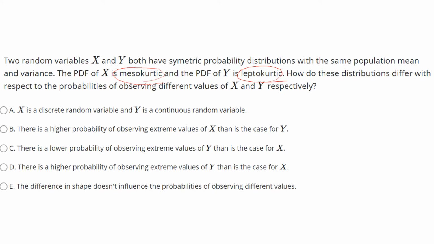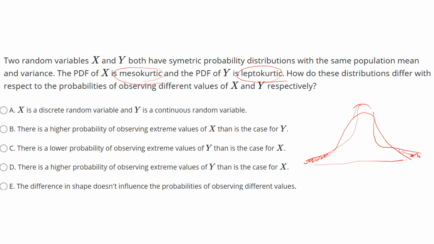There is a higher probability of observing extreme values of X than is the case for Y. Now, we know that a leptokurtic distribution is likely going to have, let's say this is a mesokurtic distribution, standard normal distribution. A leptokurtic distribution is likely going to have a higher mass in the tails, right? Which means there's a higher likelihood of observing extreme values for a leptokurtic distribution than is the case for a mesokurtic distribution.